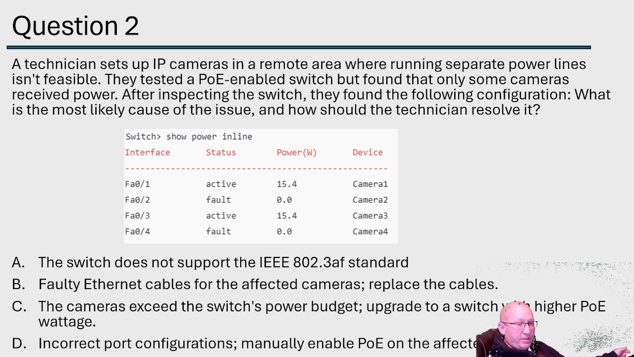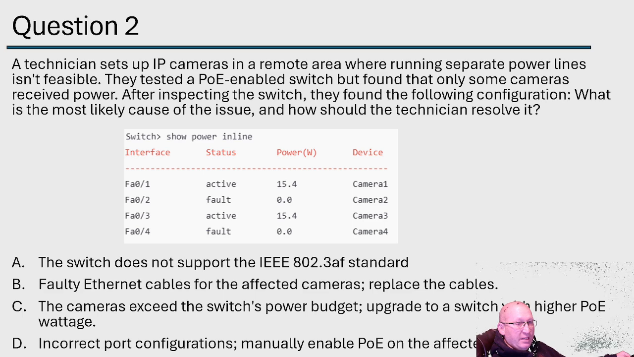B, faulty Ethernet cables for the affected cameras, replace the cables. That could, in fact, be a possibility. We could see where we have faulty cables on 2 and 4, and that's why we're not getting any power, right? Because PoE, power over Ethernet, that could be an issue. Or it could be that they're using the wrong type of cable. That is definitely a consideration we have to keep in mind. So let's keep that one on the back burner.